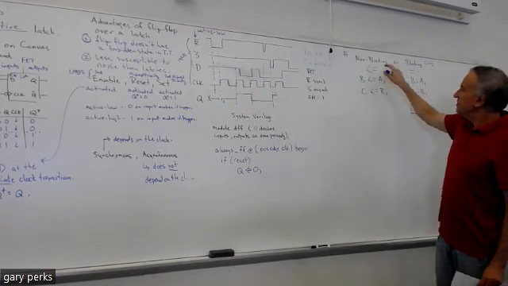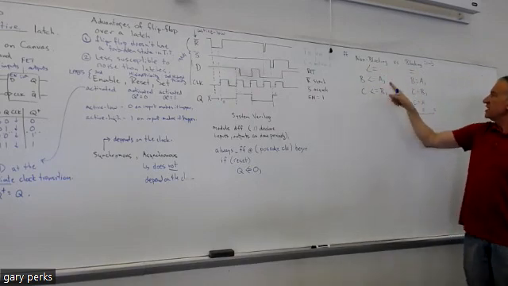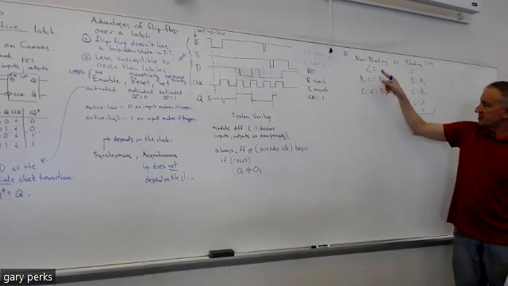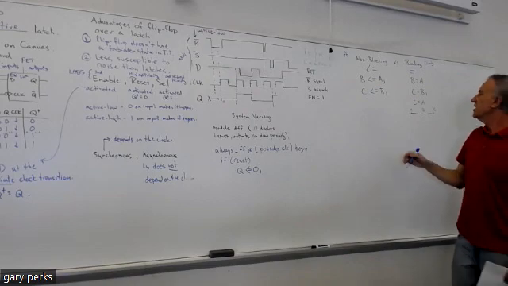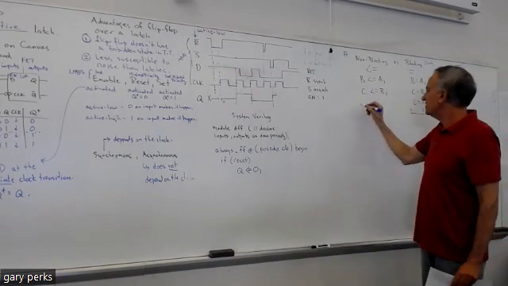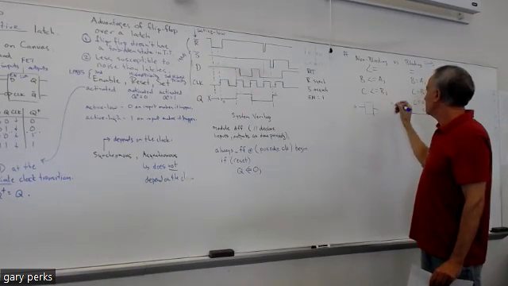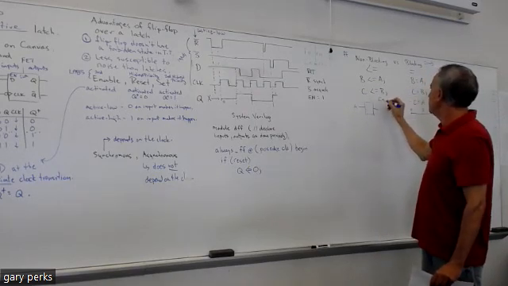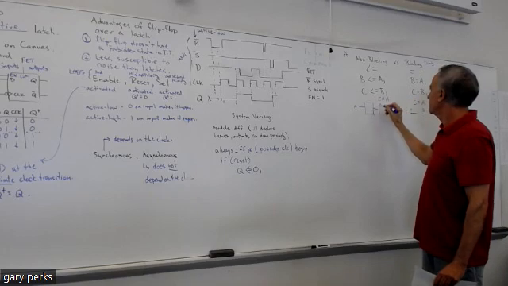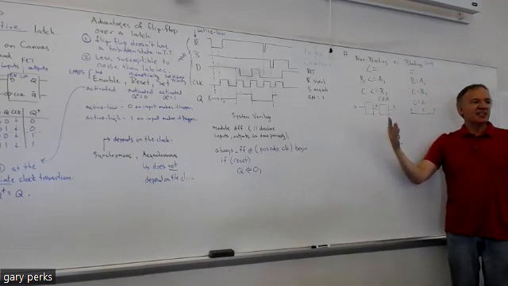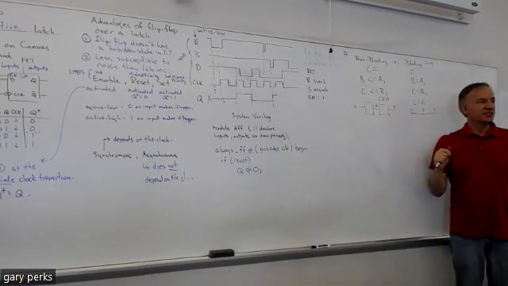But if you do the same thing with the non-blocking, where instead of the blocking equal signs, you use this less than equal, well, it doesn't do this. What it does is it puts memory in between. So here, C would not equal A, because you would have A, B, and C separated by essentially latches.